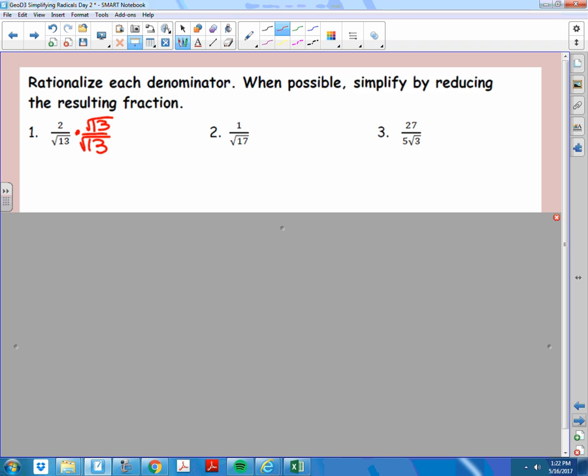Now watch what happens. If you remember back to multiplying fractions, the 6th grade thing, we do top times top and bottom times bottom. 2 times the square root of 13 is simply 2 times the square root of 13. Pretty complicated stuff. Now pick up your calculators and do the square root of 13 times the square root of 13 and hit enter.